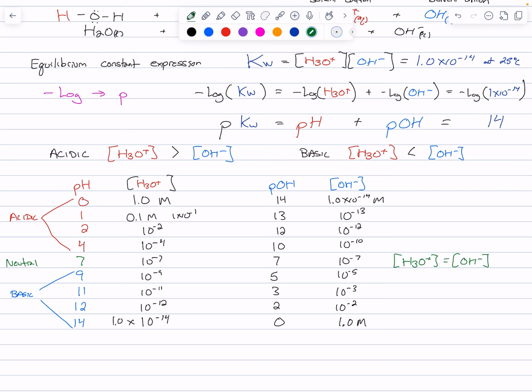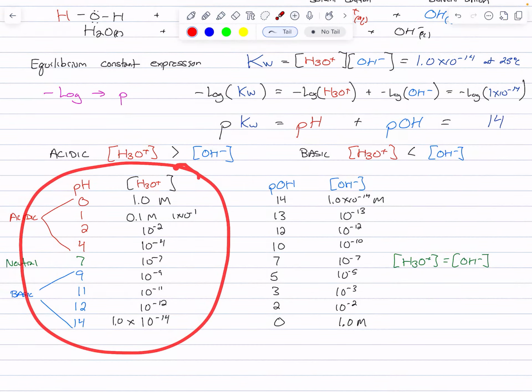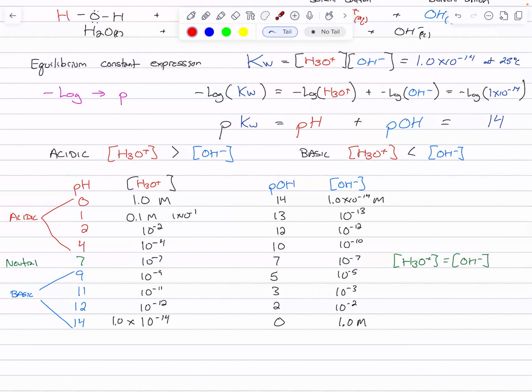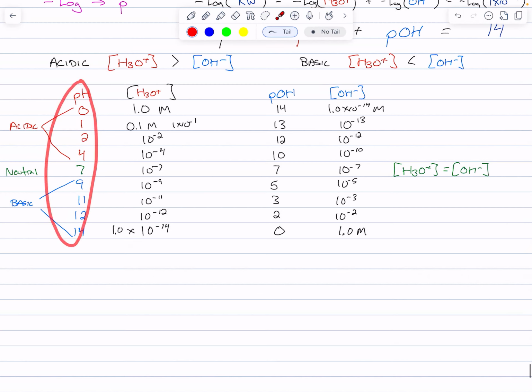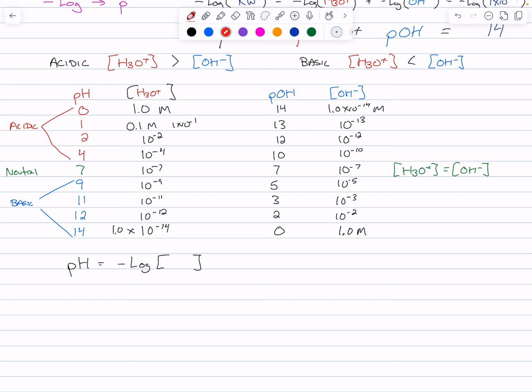Now, for whatever reason, we almost always talk about it in terms of pH. All right, probably to avoid confusion. Are we talking about pH or pOH? Well, we're always going to talk about pH. All right, and so how this is calculated, right? The pH is equal to the negative log of the concentration of hydronium, or H plus.